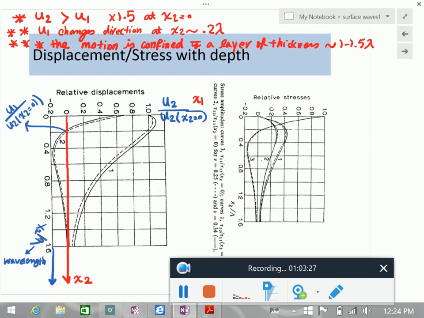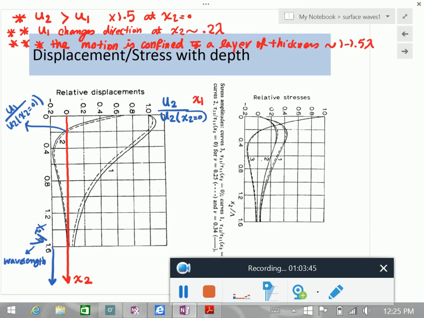So they're going like that, kind of going opposite to the way they're traveling. And this is how it goes there. And here are the stresses. I've rotated it. There was a question.